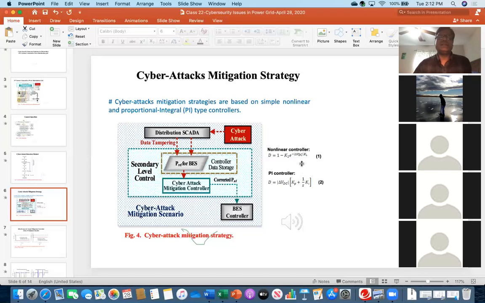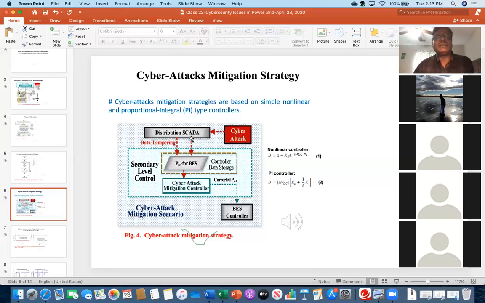So assume that these controllers are here. Now see inside the picture, this is one example. In the example, we are showing battery energy storage. You know that the cyber attacker entered into the SCADA and changed the P reference value for the battery energy storage. Now you see in between, I have placed the cyber attack mitigation controller. So now think that there is no mitigation controller. If there were no mitigation controller, what would happen?